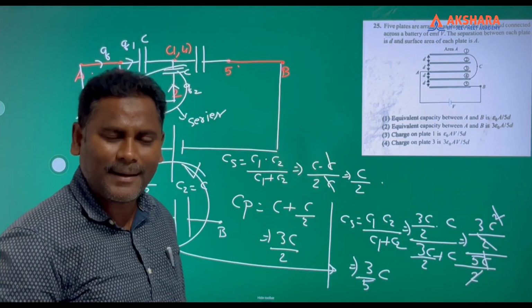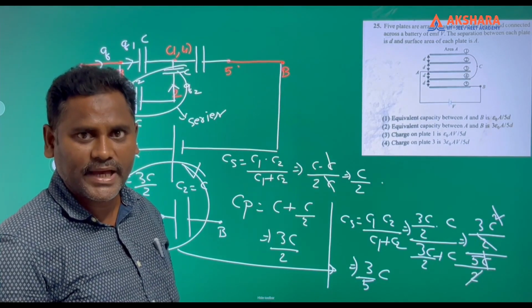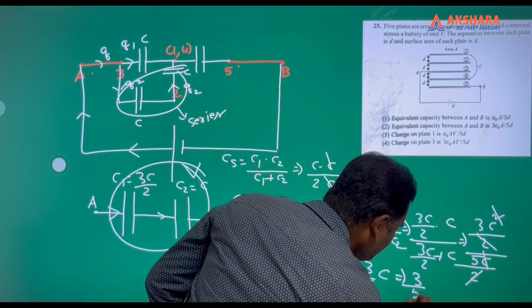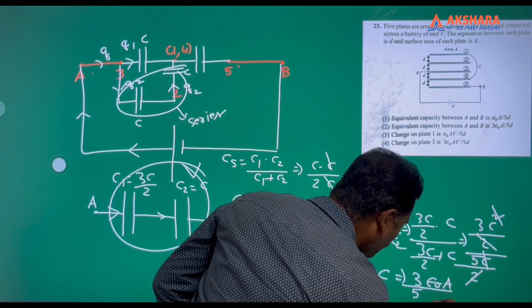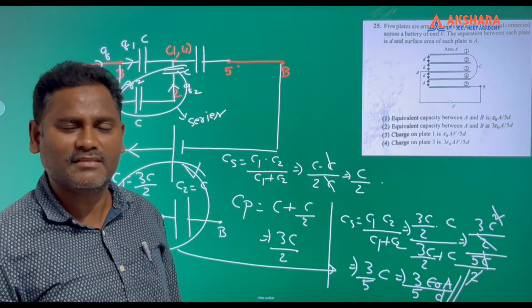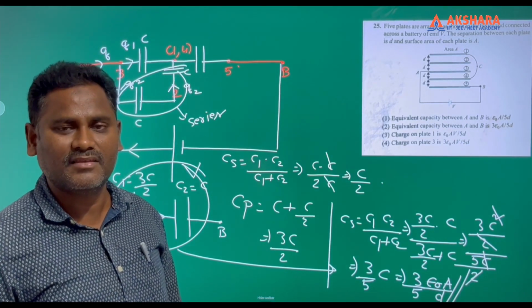And we know the capacitance of an air-filled capacitor is epsilon naught A upon D. So the final result comes out to be 3 by 5 epsilon naught A upon D. Clear, students? With this, I hope you understand how to find equivalent capacitance in case of multiple plates.